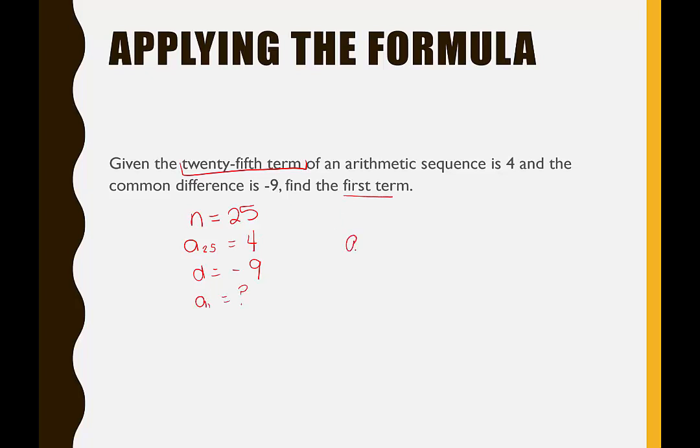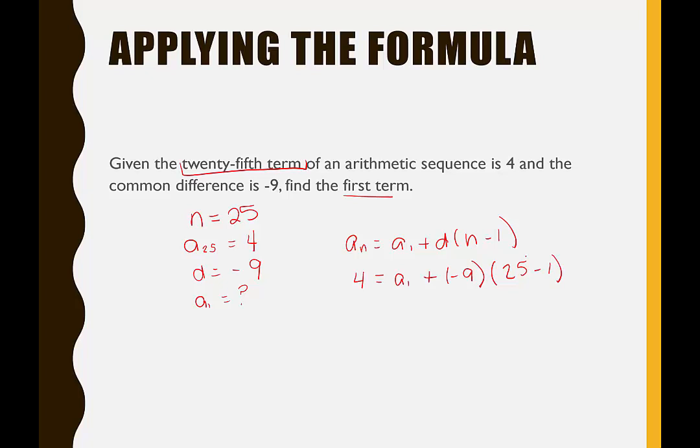Looking at the formula, that would be a sub n is equal to a sub 1 plus d times n minus 1. We're going to fill in the variables that we have. We know a sub 25 is 4. A sub 1 we don't know, so we'll leave it a sub 1. D we were told is minus 9 or negative 9. N is 25 minus 1.